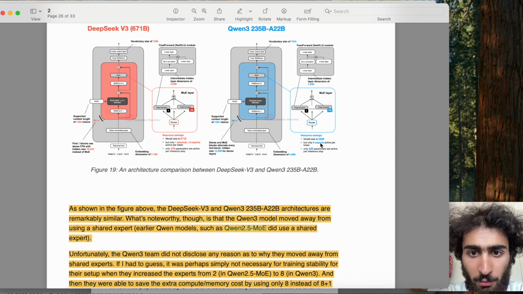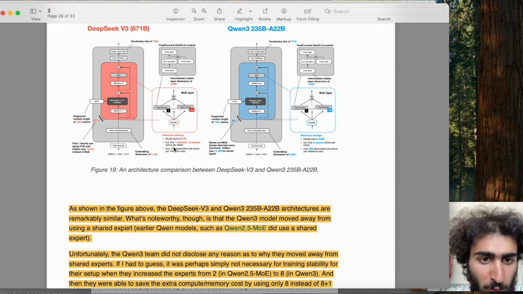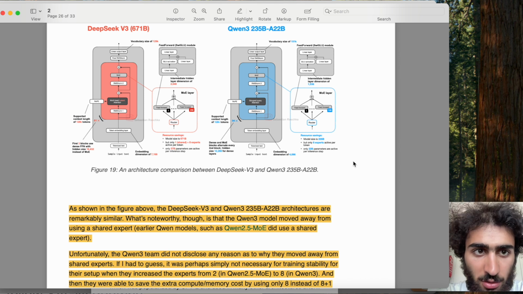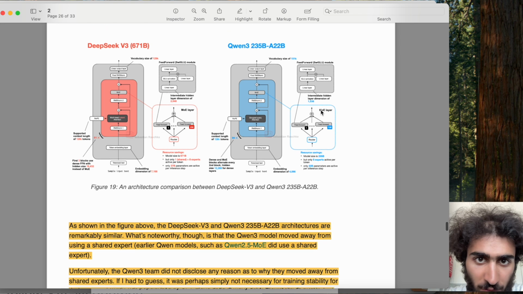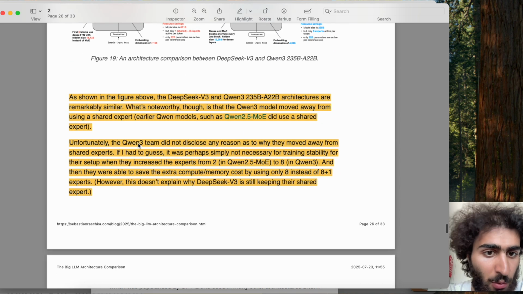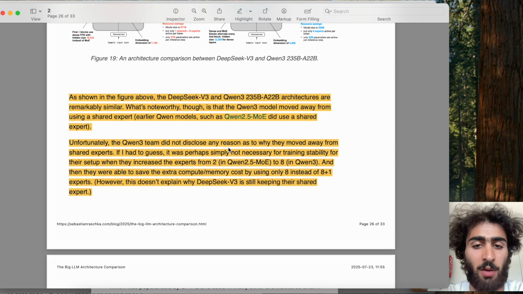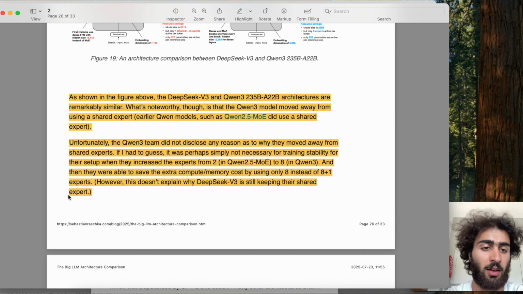So in Qwen, we have 8 experts with no shared expert. And then in DeepSeek, we have 1 shared expert and 8 experts. So 1 more expert is used in DeepSeek as opposed to Qwen. And we also have half of the experts overall in Qwen 235B, 128 compared to 256. The Qwen 3 team did not disclose the reason why they moved away from shared experts, because it was actually used in the 2.5 series of models.